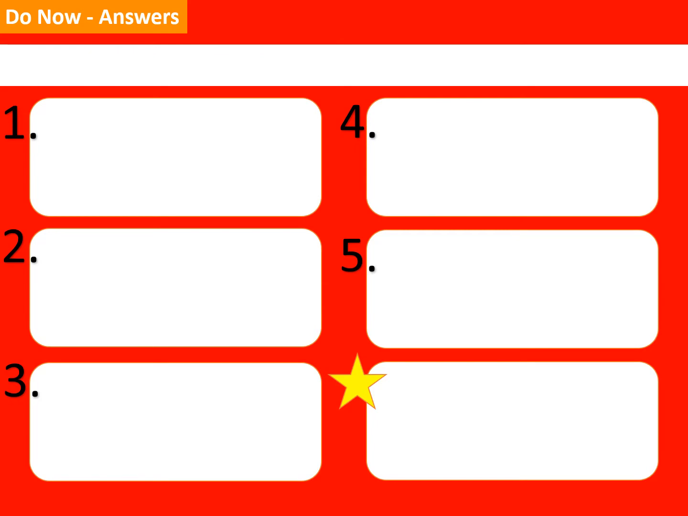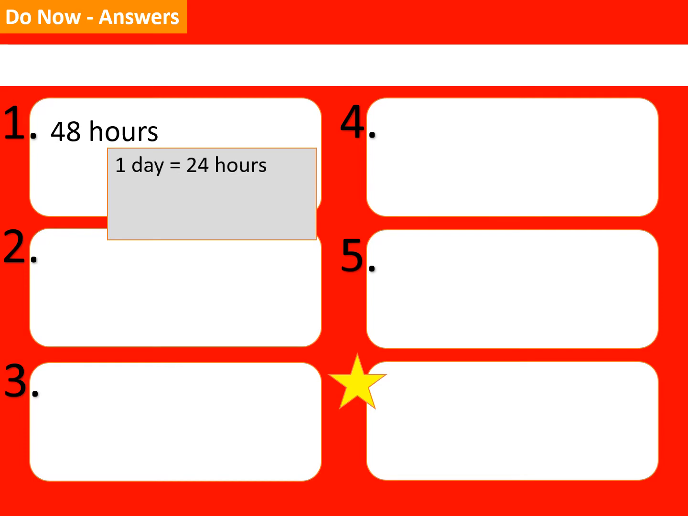Now that you have timed 5 minutes to complete the Do Now activity, let's go through the answers. Question 1. Convert 2 days into hours. You should have an answer of 48 hours, and this is because if we know that 1 day equals 24 hours, this means we need to double this amount to find out how many hours go into 2 days, and that will mean 48 hours is equal to 2 days.